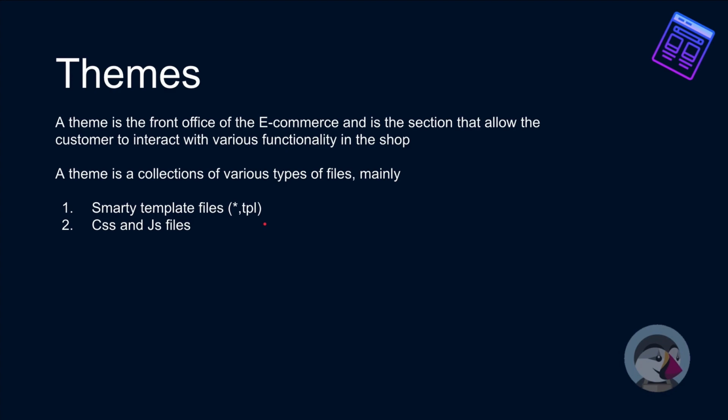A theme is basically the front office of an e-commerce shop, and is the section that allows a customer to interact with various functionality in the shop, whether the product page, the cart, the checkout, the customer account, etc. A theme is a collection of various file types in PrestaShop. Mainly, we have Smarty templates with the extension .tpl, and we have assets with the extension .css or .js.